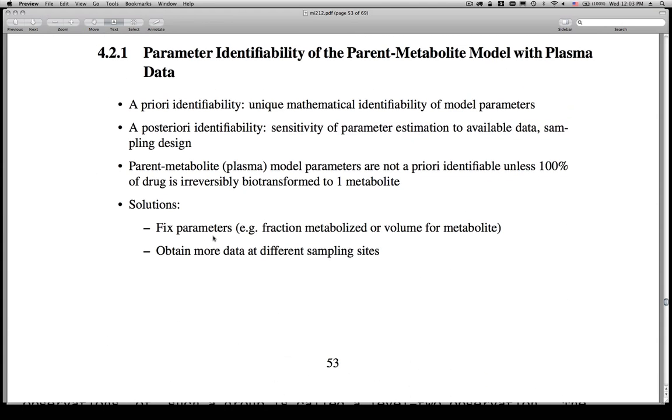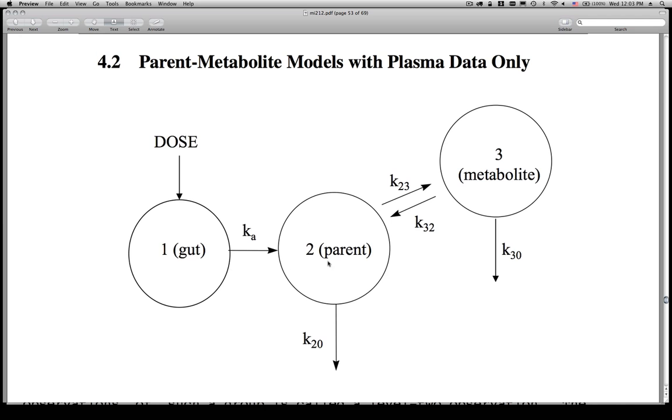Well, this model has some challenges. Remember, we talked about a priori identifiability and a posteriori identifiability. Well, the first thing we want to know is: is this model a priori identifiable? Is there a unique mathematical solution for the model parameters? Or at least a finite solution? And if we look at this model, intuitively you see we have elimination from two separate compartments here, and we haven't administered metabolite, and we're depending upon some estimation here of that transformation. This is inherently an unidentifiable model with respect to all of the parameters presented here.